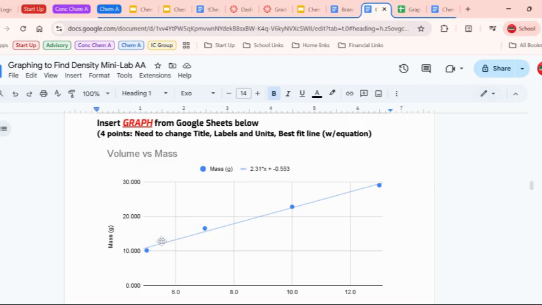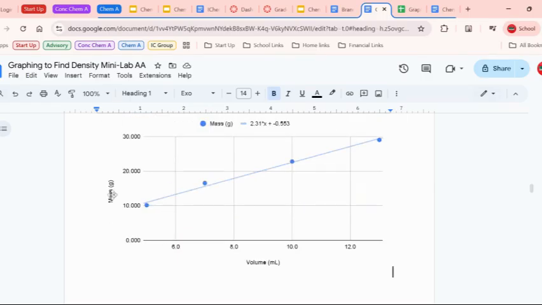Now, in this lab, the rise is mass. The run is volume. Since we get a straight line that's going up, that represents a constant direct relationship. The direct relationship says as mass increases, volume increases. The straight line says that the slope of this line does not change. It is always 2.31. And that slope represents mass over volume, which is density.